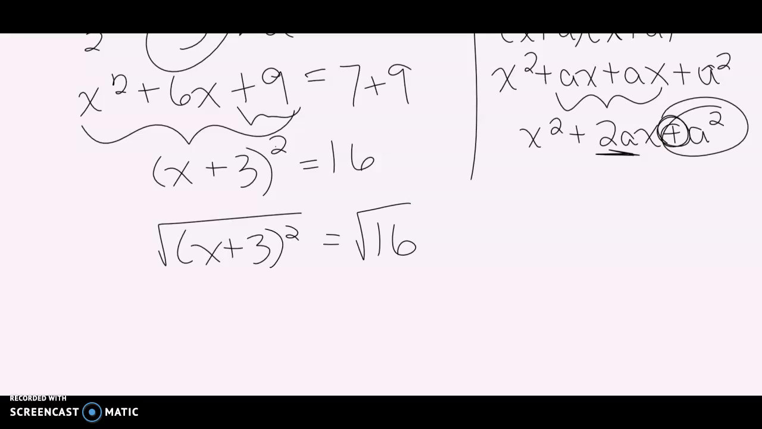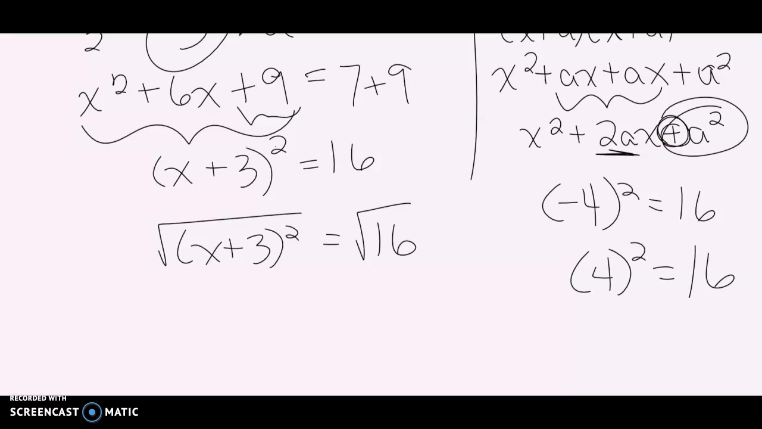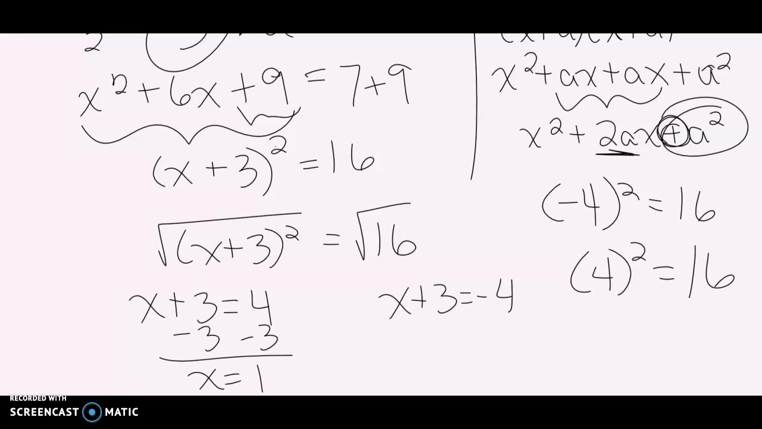Okay, and whenever you take the square root of 16, it's always going to be one positive and one negative, because you can always square. Okay, if you square a negative 4, that's a positive 16, and if you square a positive 4, that's again 16. So the square root of 16 can be either a negative 4 or a positive 4. So we have two possibilities here. We have a positive 4 and a negative 4. We're going to subtract 3 from both sides here. And that is x equals 1, and x equals negative 7.